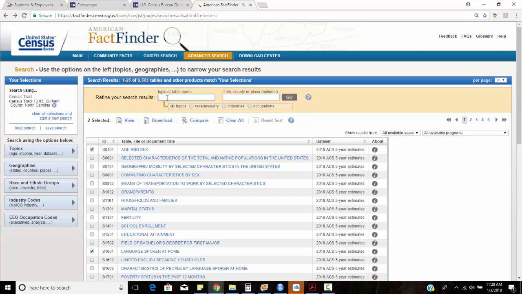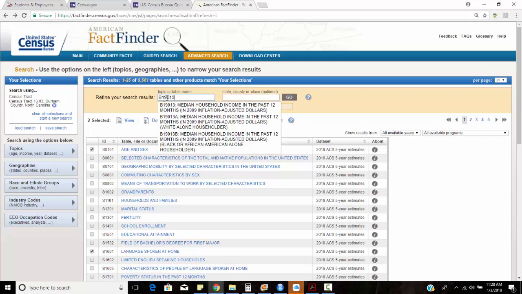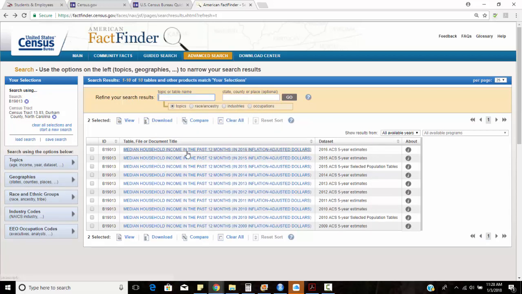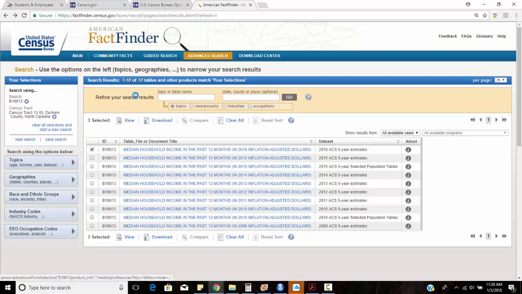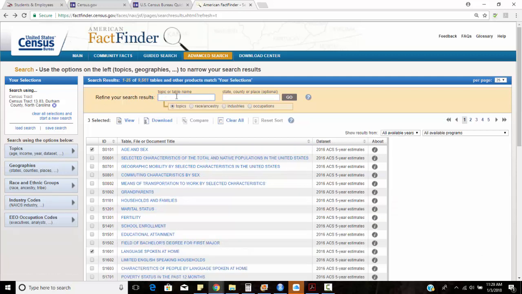Next thing I want to look at is median household income in the last 12 months. I'll type in B19013, hit enter, and let's see what I have. Median household income in the past 12 months. This is the 2016 ACS estimate. Let's see what it has here. 26,603 with a margin of error of 5,915. Okay. And I can X out of these, and I can type in any topic or category or whatever I want.